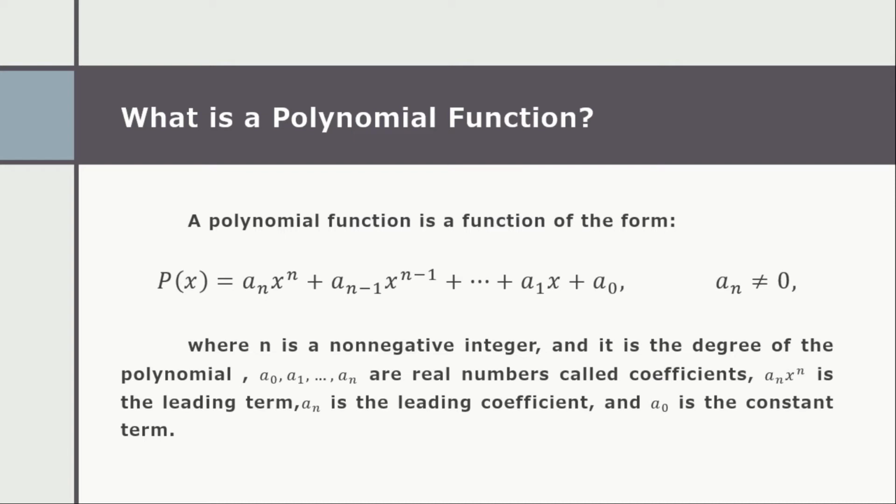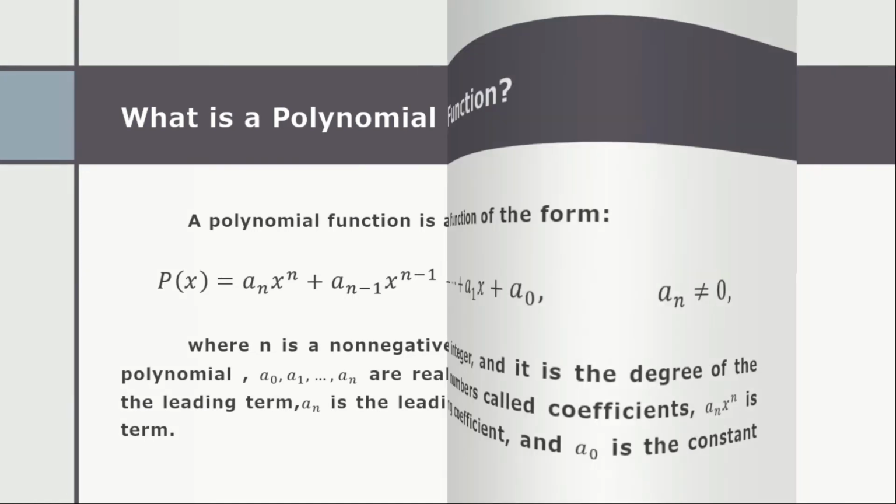In here, n is a non-negative integer and it is the degree of the polynomial, while a sub 0, a sub 1, and a sub n are real numbers called coefficients. And a sub n multiplied to x raised to n is the leading term, and a sub n is the leading coefficient, and a sub 0 is the constant term. Let us have some examples to understand it better.